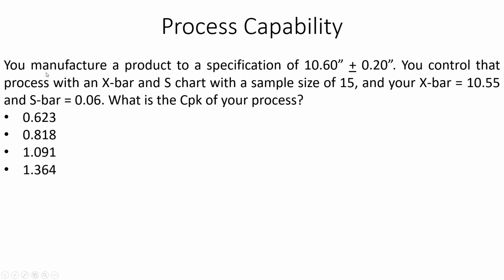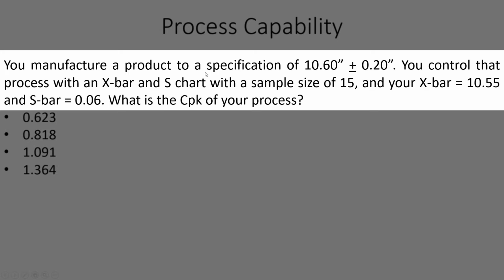So let me give you an example. You manufacture a product to a specification of 10.6 inches plus or minus 0.2 inches. You control your process with an X bar and S chart with a sample size of 15, and your X bar value is equal to 10.55, and your S bar value is equal to 0.06. What is the capability, or the Cpk value, of your process?